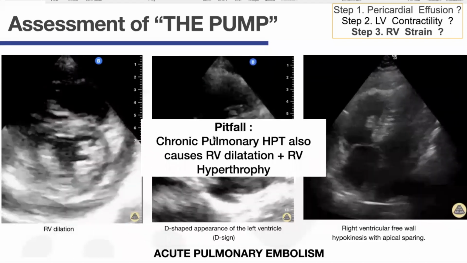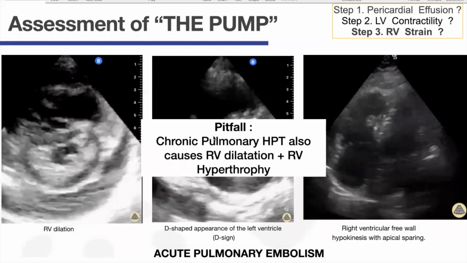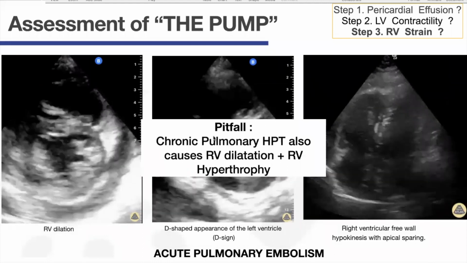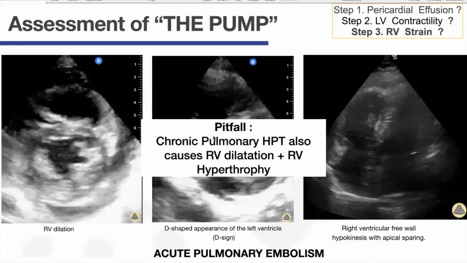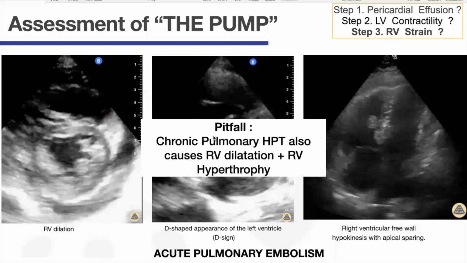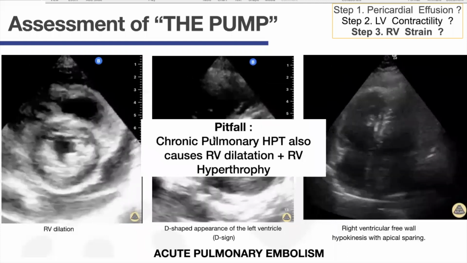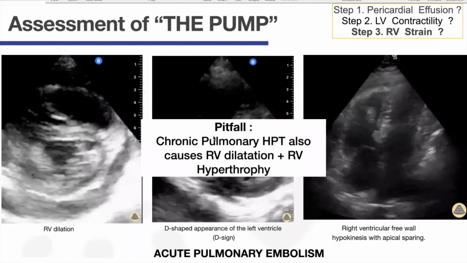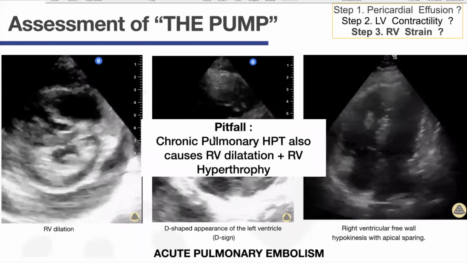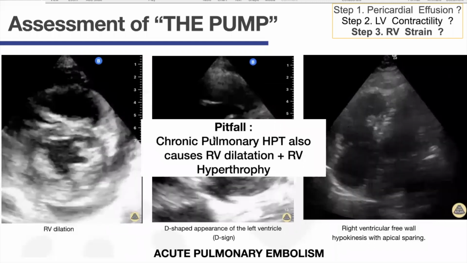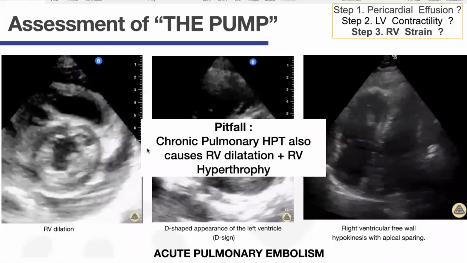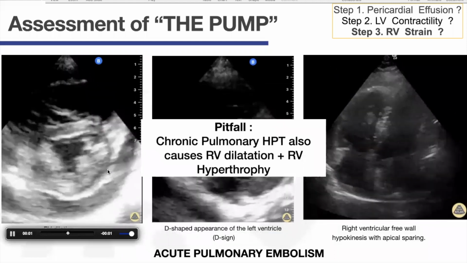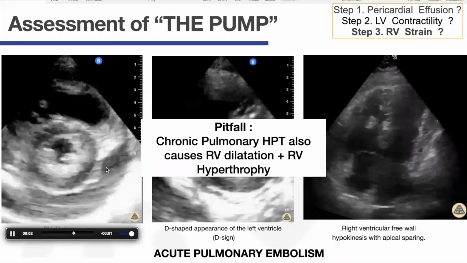However, we have to be careful in assessing these abnormalities. Patients with chronic pulmonary hypertension can also present with RV dilatation and RV hypertrophy. So the difference between chronic and acute is that in the acute condition, there is RV dilatation but no evidence of RV hypertrophy, as seen on this first video, as compared to chronic pulmonary hypertension, where you will have RV dilatation as well as RV hypertrophy.